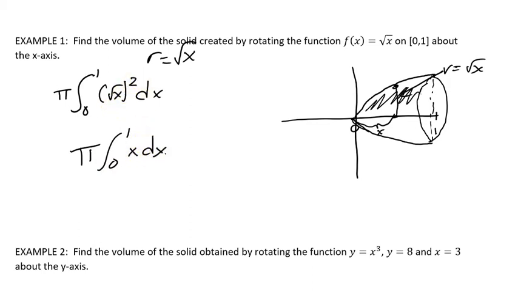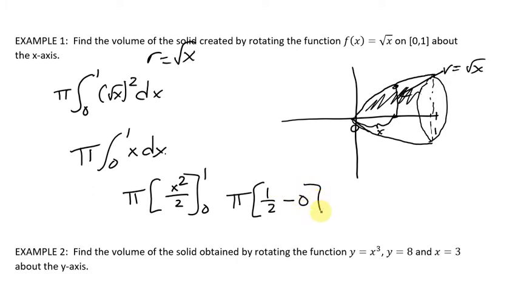Now we can do this by hand. We don't need our calculator for this one. And we would take pi, and then we would take the antiderivative, which would be x squared over 2, evaluated from 0 to 1. And so I plug 1 in. 1 squared would be 1 over 2 minus, and of course if I plug 0 in, I'm just going to get 0. So that would equal 1/2 pi, or pi over 2, whichever you prefer.